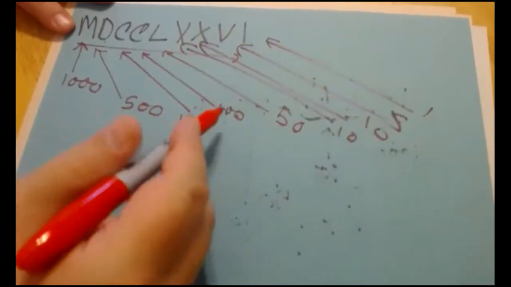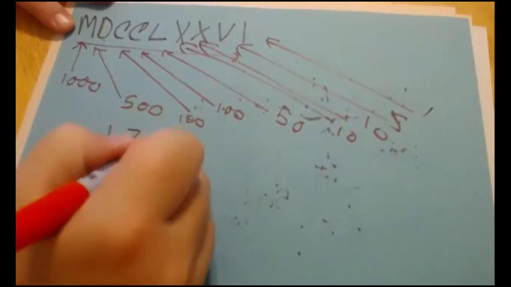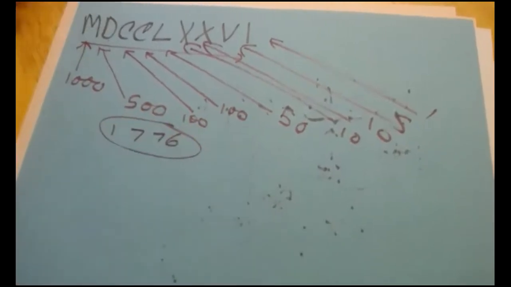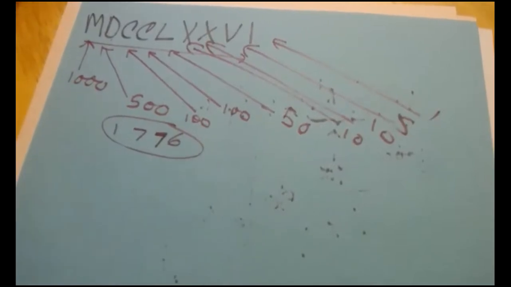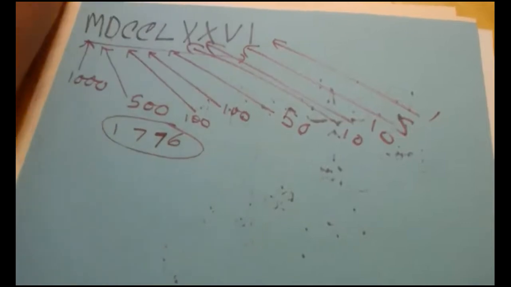What's the number? 1,776. Surprise! The Roman numeral on the Statue of Liberty is 1776. But you already knew that, didn't you? Haha, yeah, I knew that too.